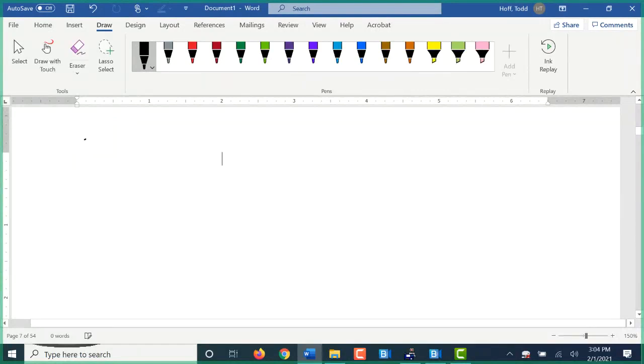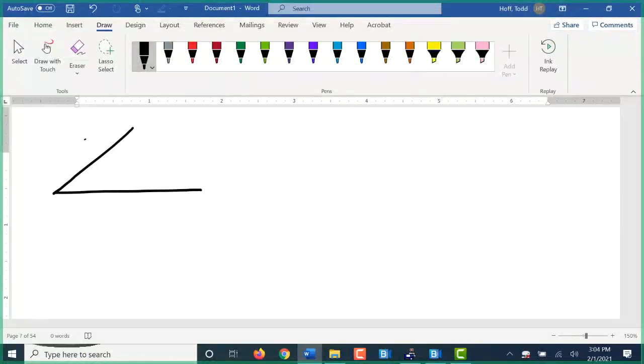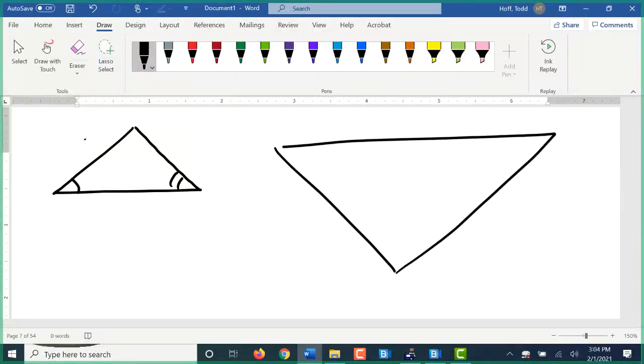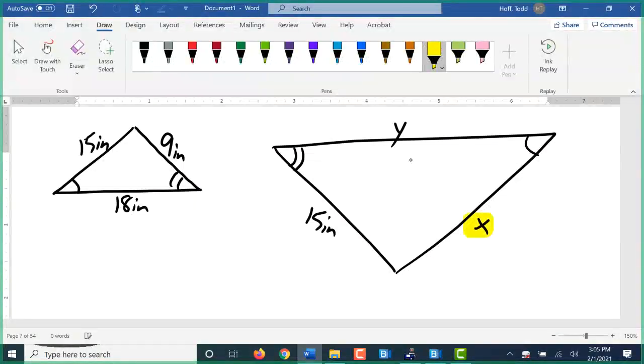So this is actually going back a step with our similar figures. I have a triangle like this, and another triangle that looks like this. If I tell you that this side here is 9 inches, this side here is 15 inches, and this one is 18, and the other triangle has sides X and 15 inches in Y, find those missing sides, X and Y.